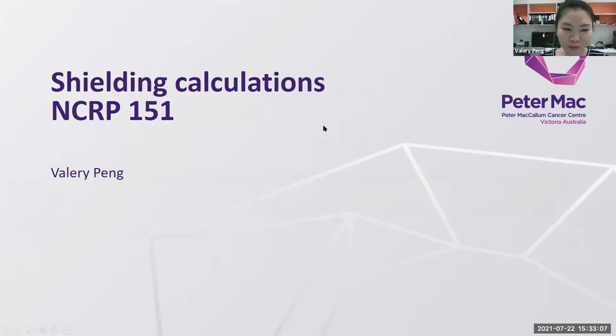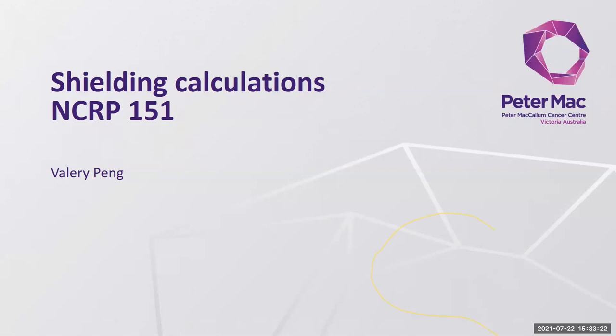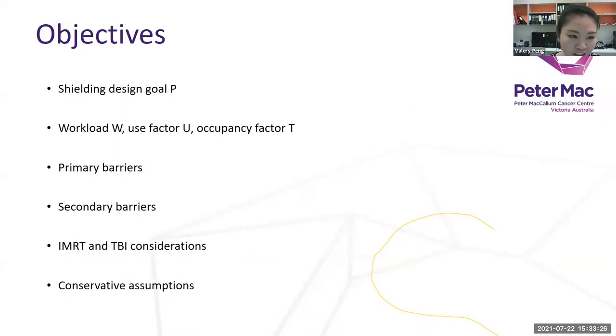Yeah, so my talk today will be about shielding calculations, so basically the technical parts of NCRP 151. And then the next speaker, Michael, will be talking about the shielding surveys and regulatory framework. So whatever is in NCRP, I'll be talking about primary and secondary barriers, some considerations and how to do the calculations.